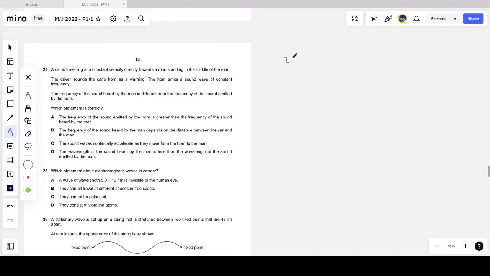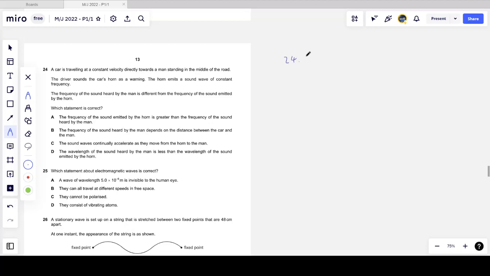Question 24 takes us to the Doppler effect. We are told that a car is traveling at constant velocity directly towards a man standing in the middle of the road. The driver sounds the car's horn as a warning, and the horn emits a sound wave of constant frequency. The frequency of the sound heard by the man is different from the frequency of the sound emitted by the horn. We want to know which of the statements is correct.